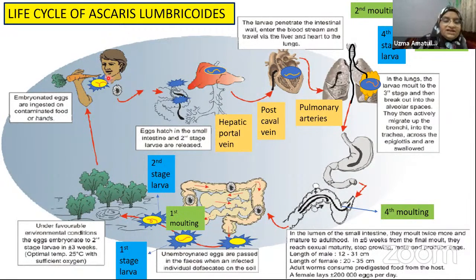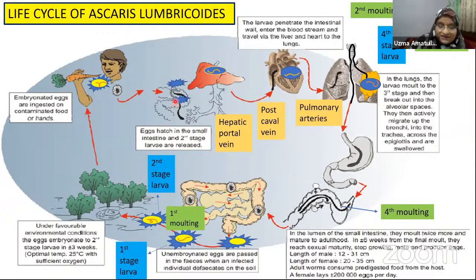When any person consumes contaminated food and water, this second stage rhabditiform larva enters the body. From the mouth into the esophagus, from the esophagus into the stomach, and from the stomach it will go into the intestine. In the intestine, what happens? Due to the action of the digestive enzymes, the shell of the mammillated egg gets dissolved and this larva is released.